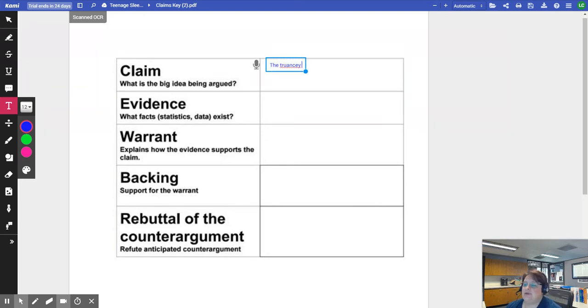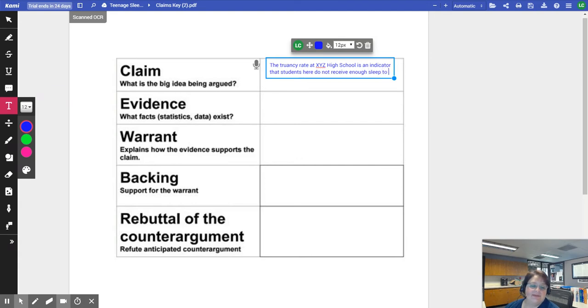The truancy rate at XYZ High School is an indicator that students here do not receive enough sleep to get to school on time. Okay, so this is my claim, and this is what I need to prove.